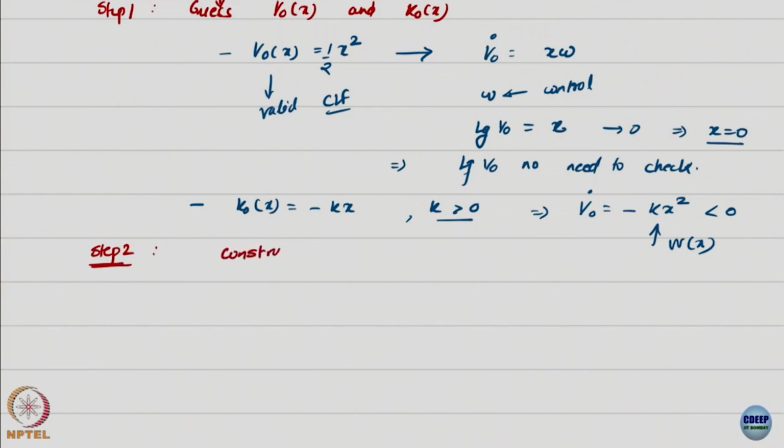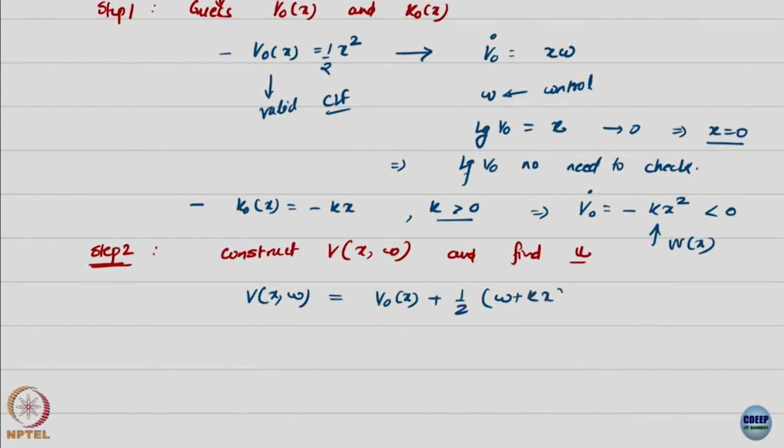Construct V of x, omega, and find the control. So folks, what is V of x, omega now? V naught of x plus what? Half norm of error between what? Omega minus k0 of x, which is omega plus kx squared. Yeah, it's a scalar, so norm is just a square.